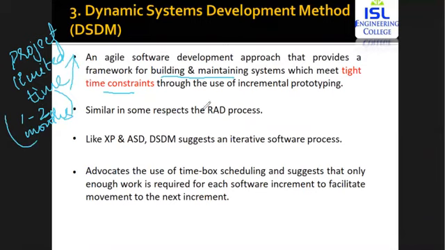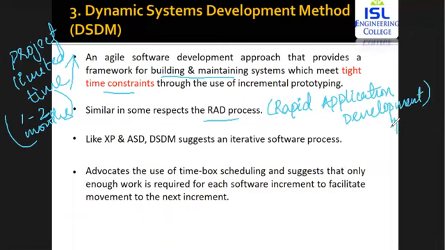Now, this DSDM method is very similar to the RAD process. If you remember, RAD stands for Rapid Application Development. Within rapid application development, one model that we have studied was called the spiral model. Within the spiral model, we make prototypes for the software that we are going to develop, and every time you identify what the risks are, eliminate the risk, and modify the prototype again. That is, you keep on adding features and taking feedback from the customer. The same approach is used by DSDM.